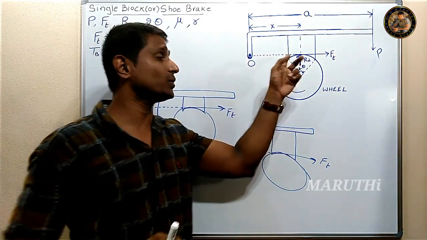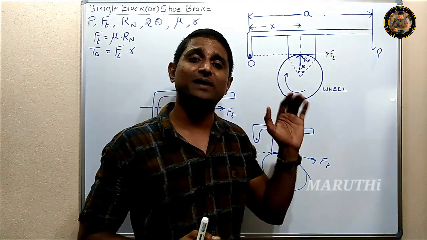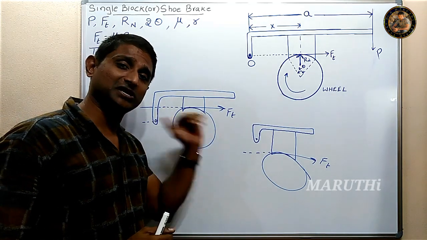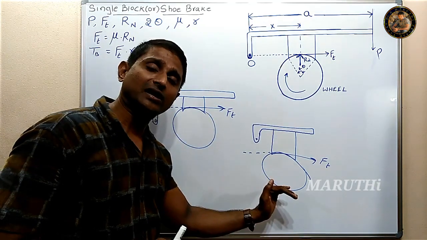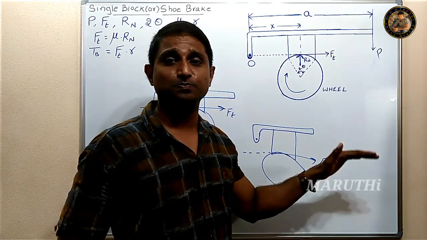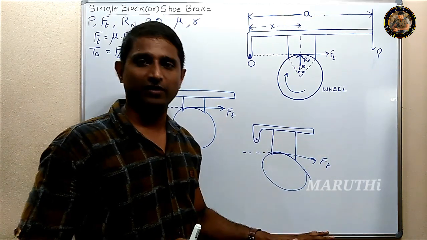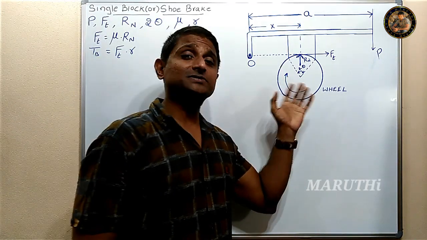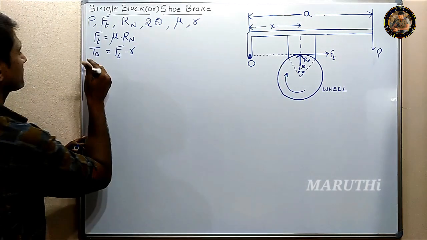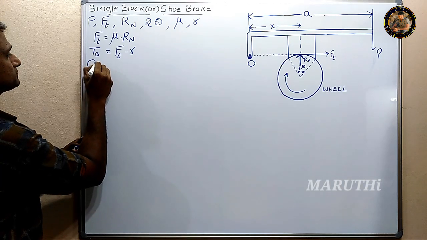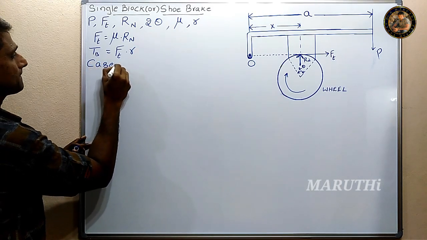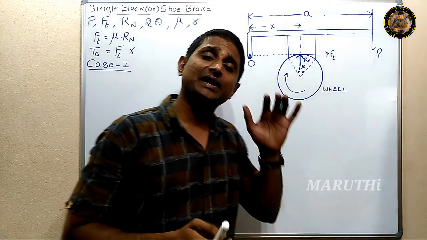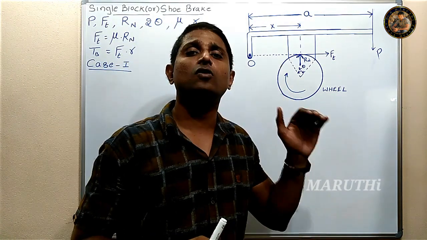The first case is this one, where line of action of frictional force is passing through fulcrum. The second case is the line of action of frictional force passing through a distance above the fulcrum. And third case is the line of action of friction force passing through a distance below the fulcrum. So let us see one by one clearly. So let us take the first case. That is the case 1. As I said, case 1 is the line of action of friction force passing through fulcrum.